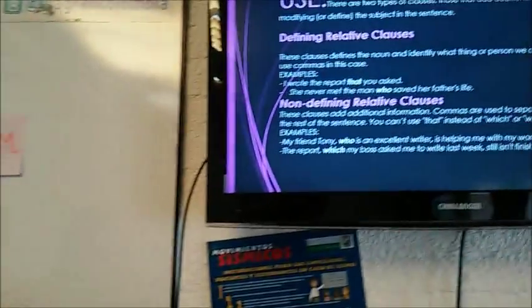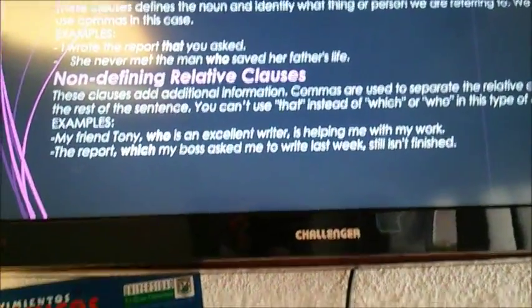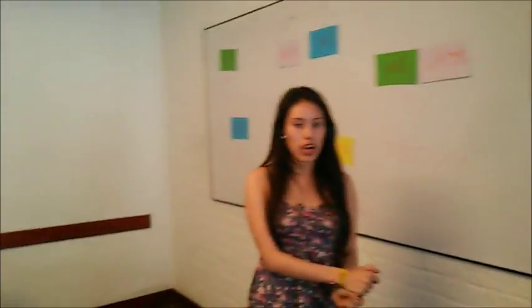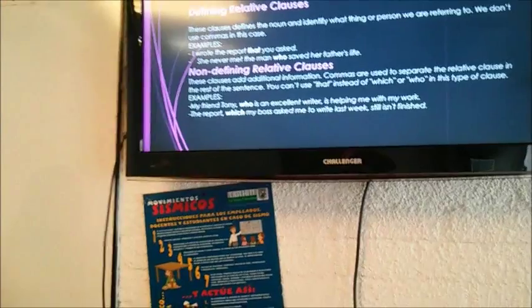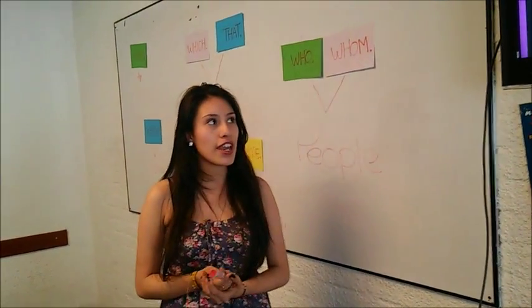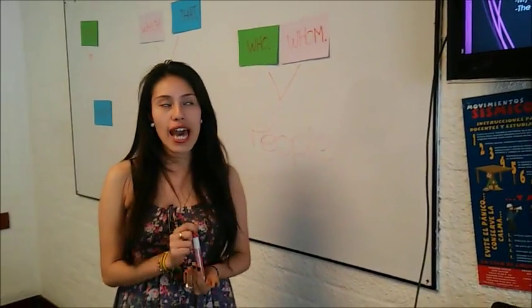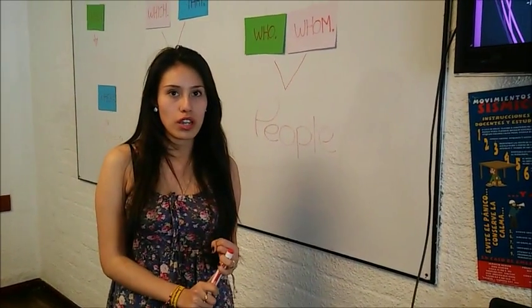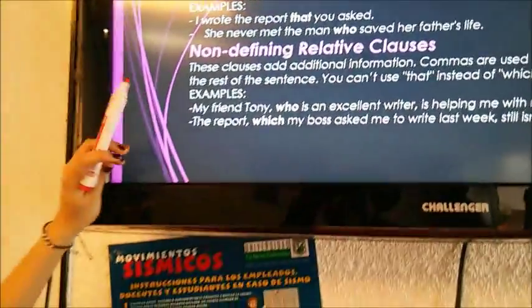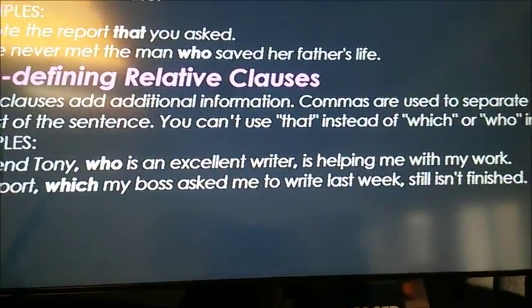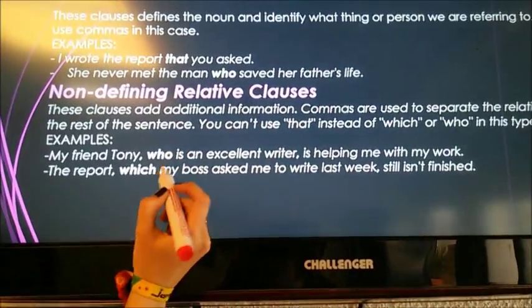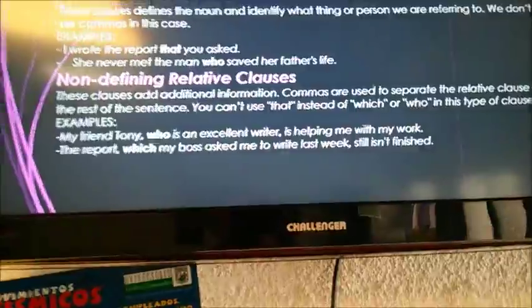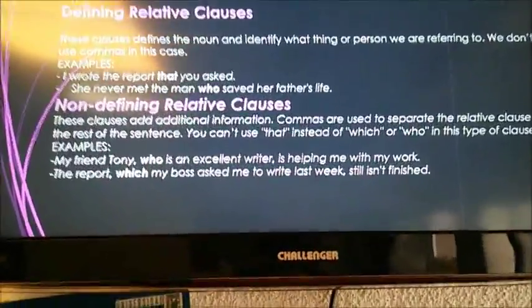So, okay, the second use that we have is non-defining relative clauses. These clauses add additional information about the subject that we are talking about. Here we use commas to separate the relative clause from the rest of the sentence. In this case, we can't use that instead of which or who. We have to use exactly these relative pronouns. For example, in this sentence, my friend Tony, comma, who is an excellent writer, comma, is helping me with my work, the relative pronoun is who. And here, who is an excellent writer is additional information describing Tony, that is the subject.